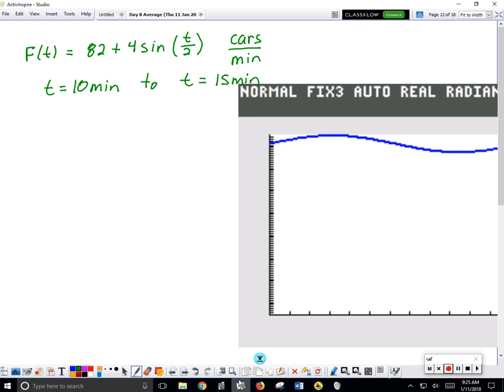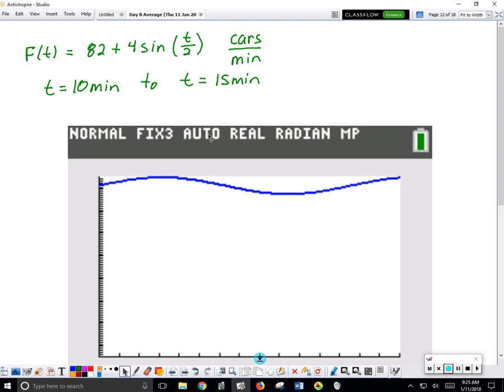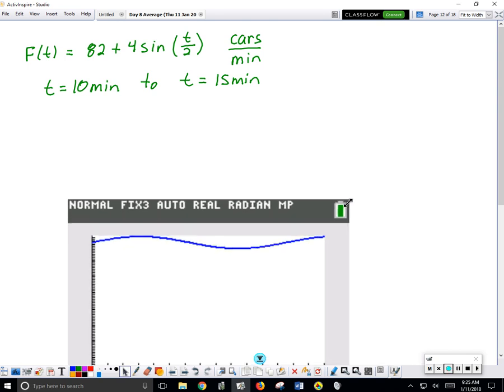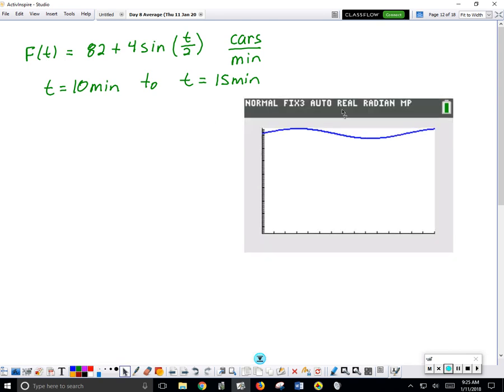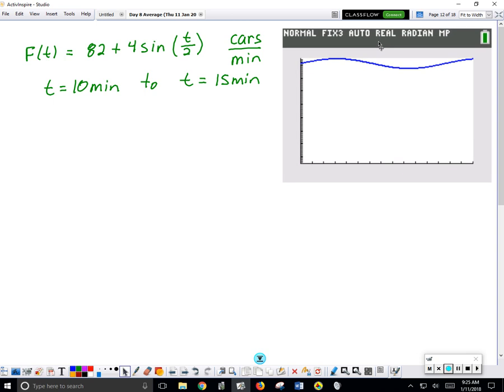What I did, Laura, is it wants me to go from time 10 to 15, but I don't like not being able to see the vertical axis, so I went from 0 to 15, and then zoom fit. Is that your question? Yeah. Okay. So you should end up with that on your calculator.